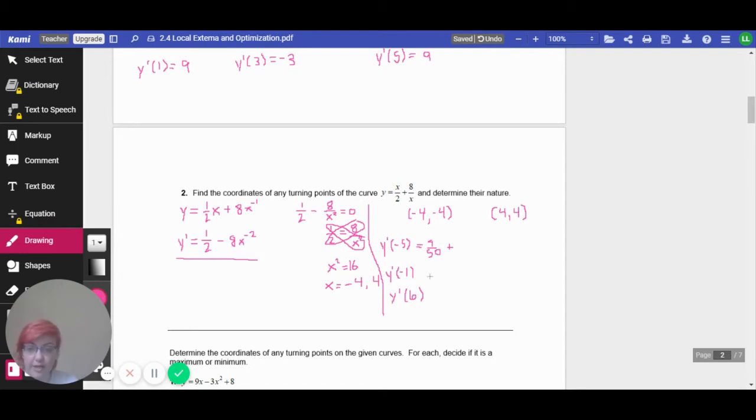All right. For y prime of -1, again, I'm plugging into my gradient function. 1/2 minus 8 times -1 to the -2 is -15/2. So this is negative. So I'm going from positive to negative. So that point is a maximum.